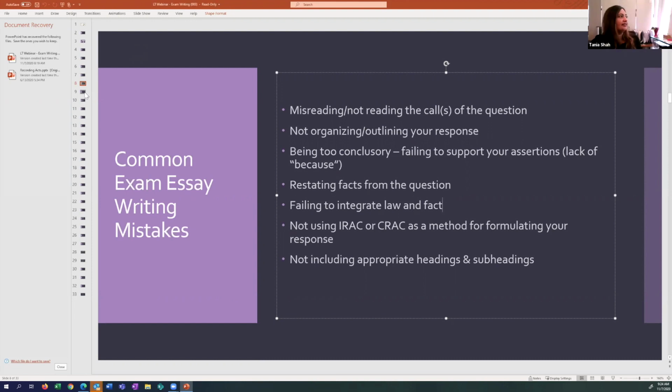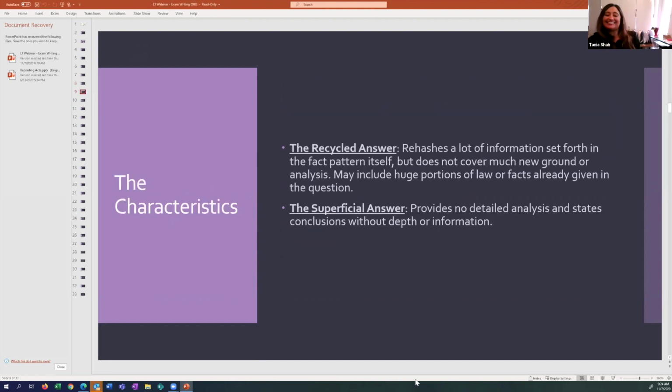All righty. The characteristics. This is also my favorite part. Okay, every part's my favorite part.